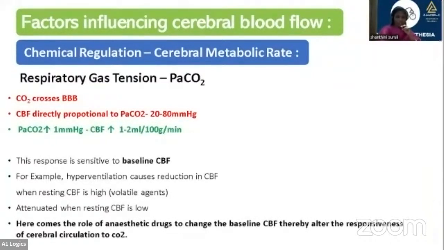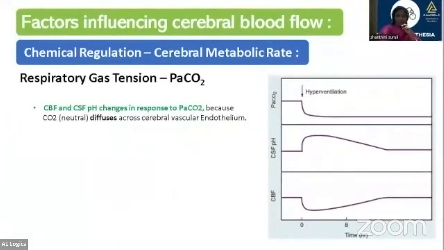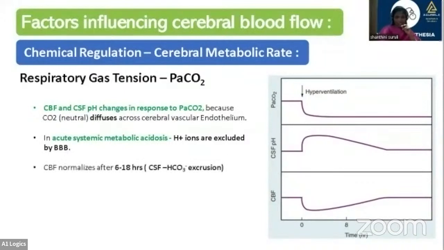So here comes the role of anesthetic drugs to change the baseline cerebral blood flow, thereby altering the responsiveness of cerebral circulation to CO2. See in this graph, between 20 to 80 PaCO2, with every increase, the cerebral blood flow also gets increased. So here, whenever we have a hyperventilatory state, the CSF pH rises to the alkalotic side and the cerebral blood flow decreases. But in an acute systemic metabolic acidosis, this effect is not seen because the H plus ions are excluded by the blood-brain barrier.